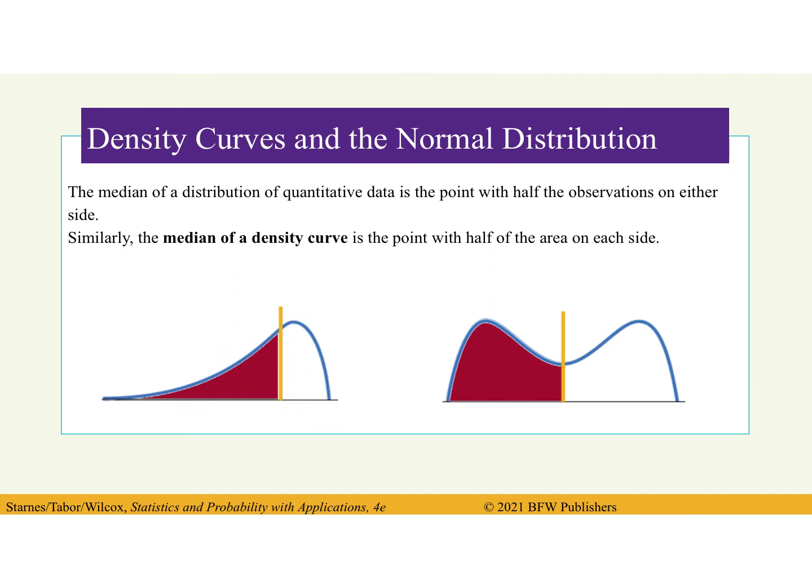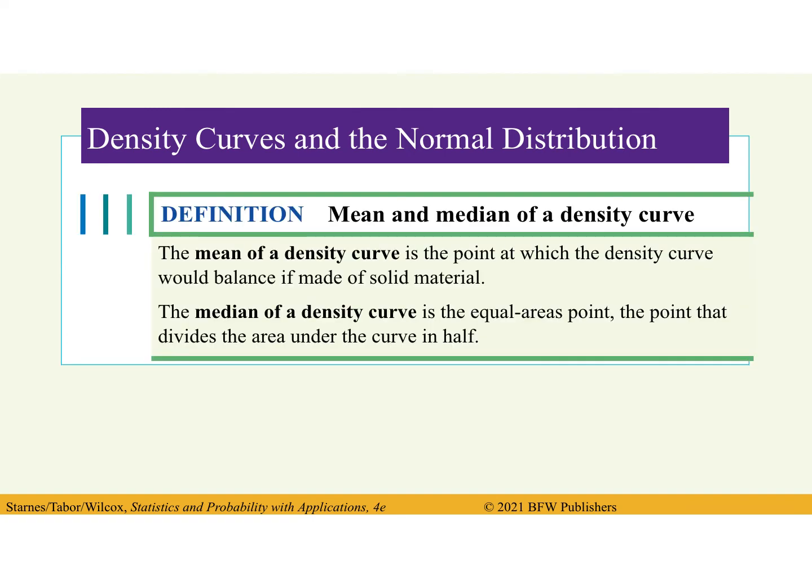So here are the official definitions of mean and median of a density curve. You may have written this down from the other slides. It's just summarizing it, putting it together. The mean of a density curve is the point at which the density curve would balance if it was made of solid material. And the median is the equal areas point, the point that divides the area under the curve in half.